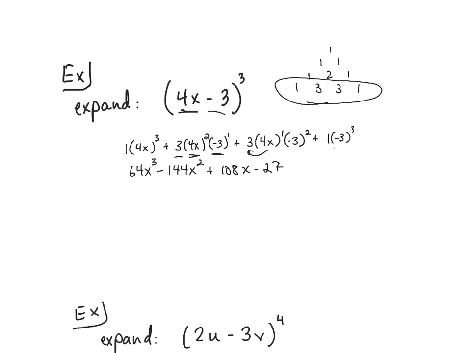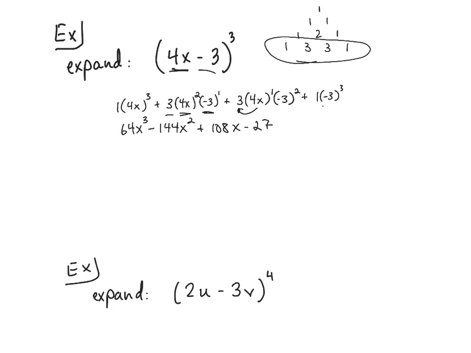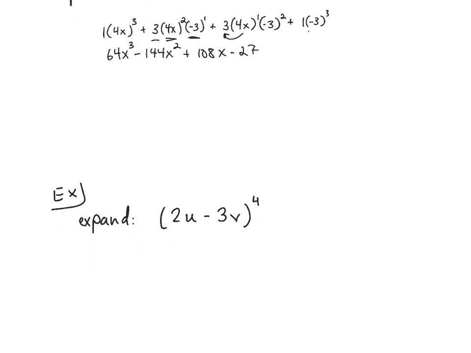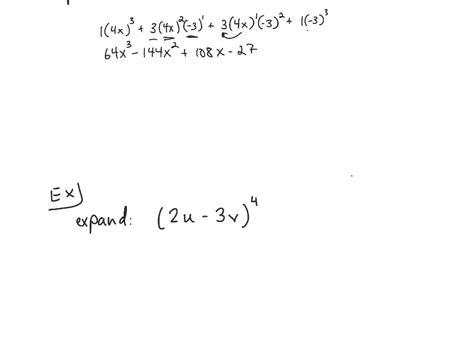So take a moment, pause the video, and I want you to try this one on your own, or attempt it, see what you can do. 2u minus 3v to the fourth power. All right, let's take a look. Raising it to the fourth power means we need 5 rows of Pascal's triangle. So those are going to be our coefficients there. And then we have the term that can act as A, and then a term that can act as B.